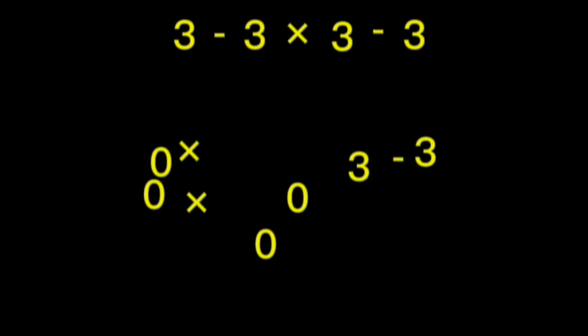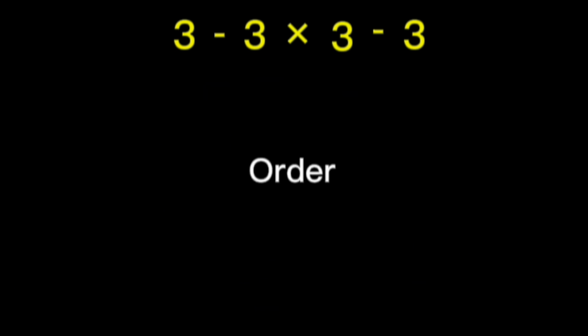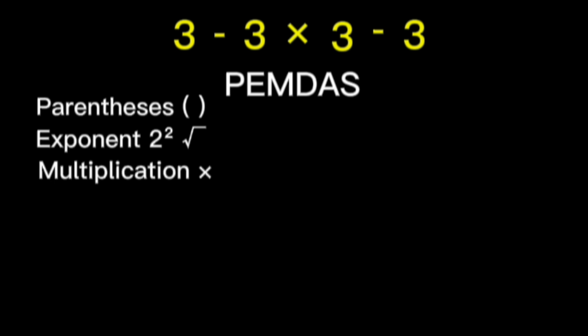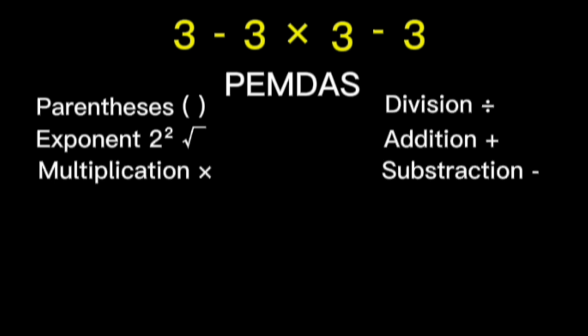Let me show you how to solve this step by step using the correct order of operations, also known as PEMDAS. Now remember, PEMDAS stands for parentheses, exponents, multiplication and division, then addition and subtraction. Multiplication and division are on the same level, and addition and subtraction are also on the same level. You always move from left to right.